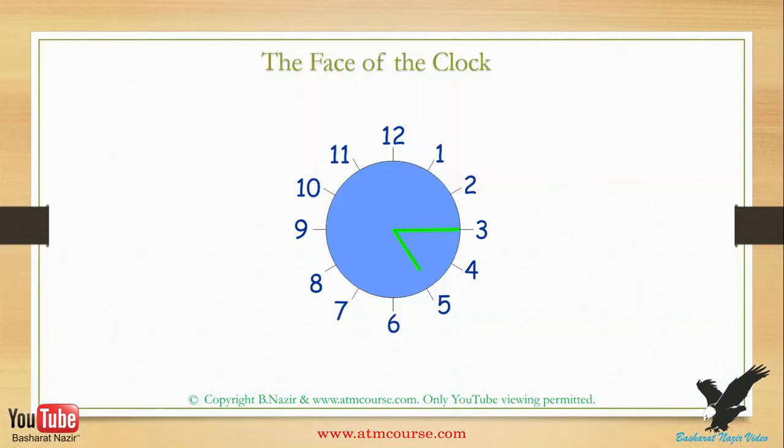Clocks help us to manage time. A clock has a face and two hands, which move around in a clockwise direction during the day and night. The small hand moves slowly in relation to the big hand. The clock tells us both hours and minutes of the day using these hands.